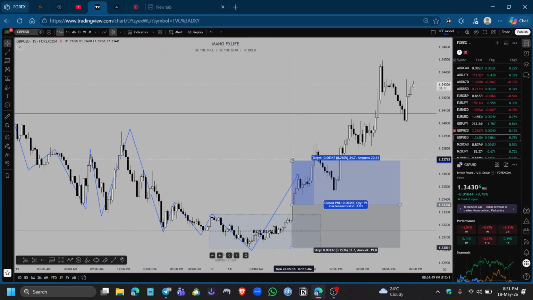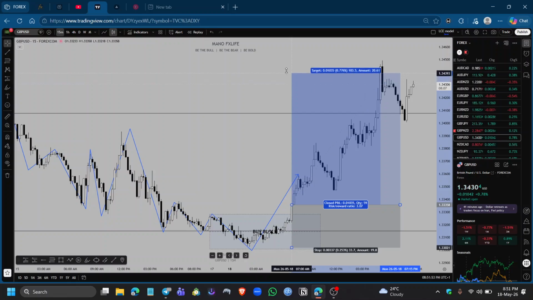And how far did the market go? The market went more than one to one. It went to one to two, almost. It went to one to three, even, as you can see.